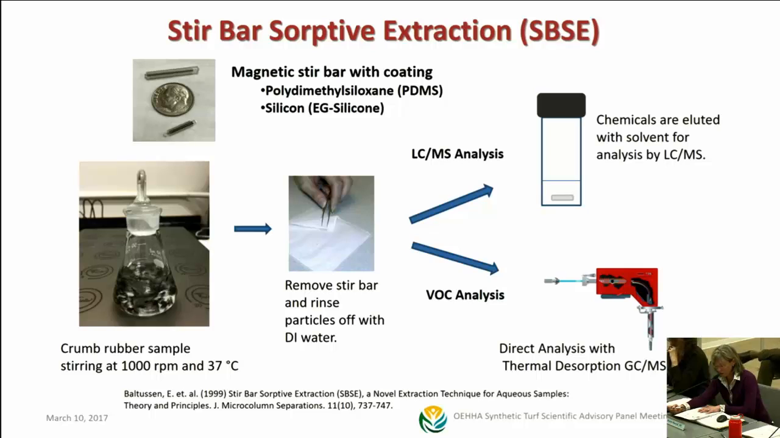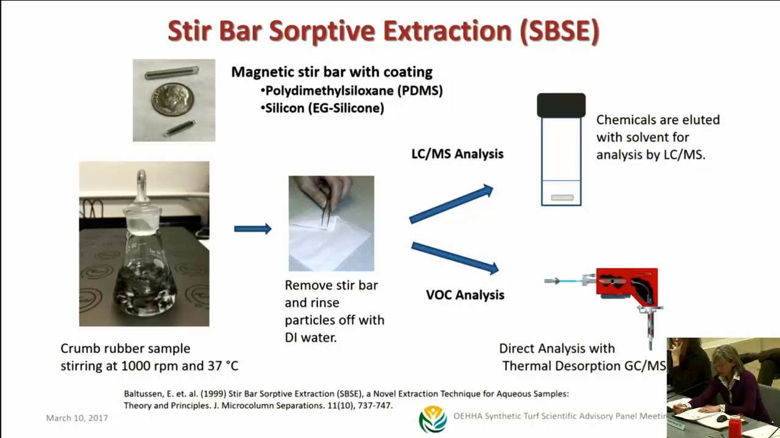Extraction and enrichment are conducted in one step. So this example shows 1 gram of crumb rubber stirring at about 1,000 RPM. It provides a well-mixed solution. In this example, this was at room temperature, but you could easily incubate this at 37 degrees Celsius or your desired temperature. After the desired length of time for stirring, you simply remove the stir bar with a clean pair of forceps, rinse off any particles with DI water, pat it dry with a chem wipe, and the stir bar is ready for analysis.